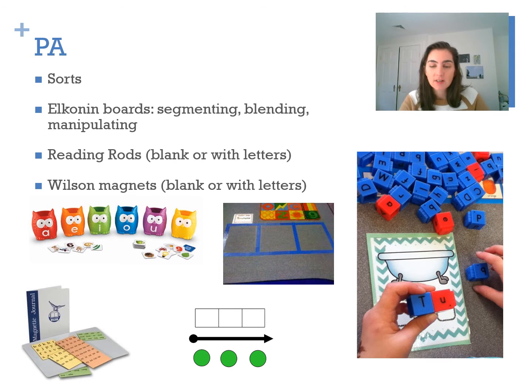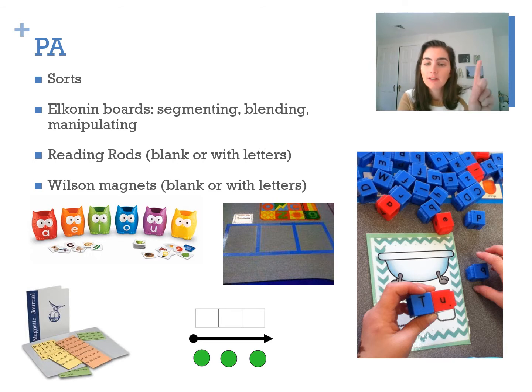Reading rods, you can see those little Unifix cubes. They're the blue and red ones in the corner there. The brand name is Reading Rod. You could also make your own with blank Unifix cubes. What I love about them is that they are color coded. The vowels are red and the consonants are blue. Same idea as the Wilson magnets, where the consonants are one color, yellow, and the vowels are red.